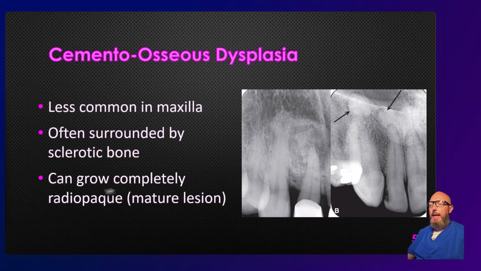And eventually they can grow completely radiopaque, a very mature lesion. That's pretty rare for them to lose all sign of that radiolucency around it. In fact, this is one of the more opaque mature lesions that I've seen, and you still see that hint telling you what it is.